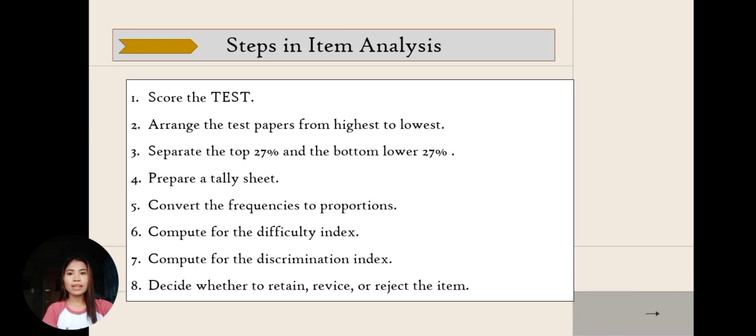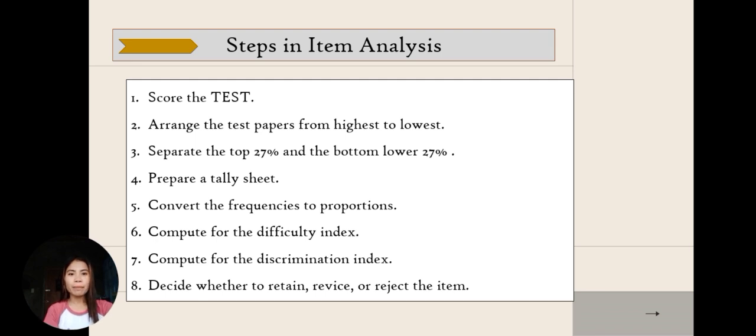Here are the steps in item analysis, which consist of 8 steps. First, score the test. These are the scores from the conducted test. Second, arrange the test papers from highest to lowest. Third, separate the top 27% and the bottom 27%. 27% is used because it has been shown that this value will maximize differences in normal distributions while providing enough cases for analysis. This was based on Wiersma and Jurs, 1990.